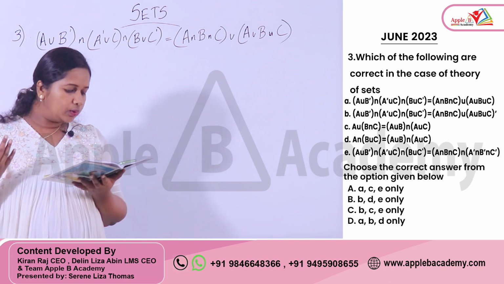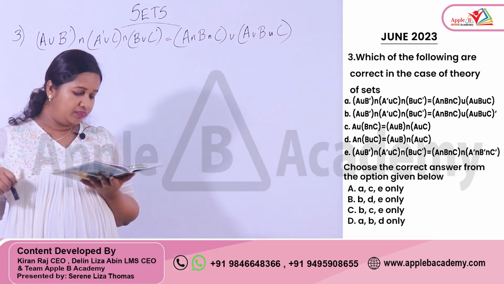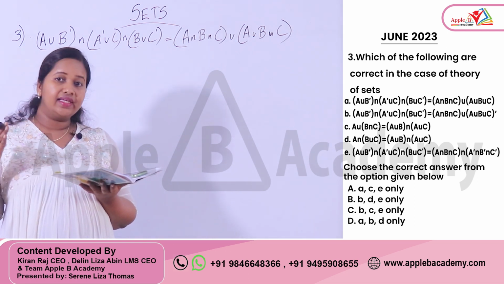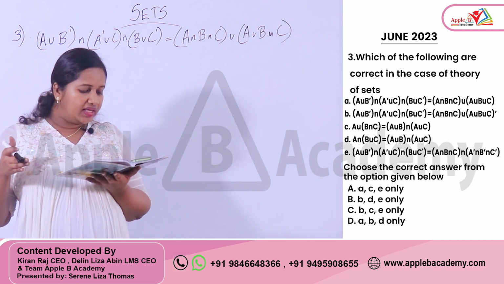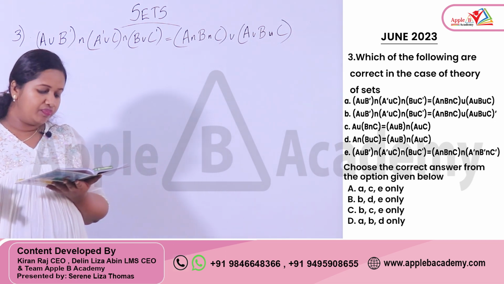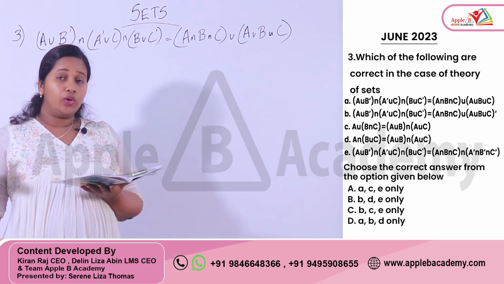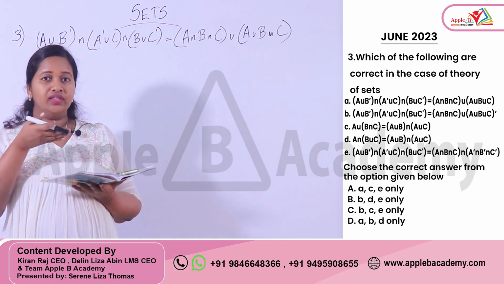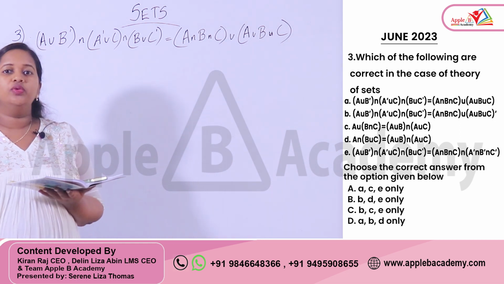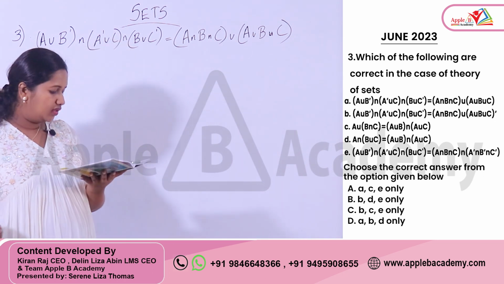If you look at options A, B and D, you can see that the LHS is the same. Look at options A, B and E, the LHS is the same, the difference is in the RHS. If you can draw the Venn diagram for any of these options, then the LHS is solved. Then you need to look only at the RHS side. So we will solve this.